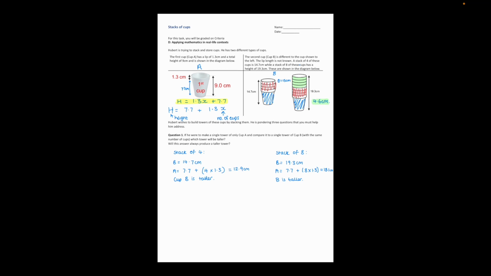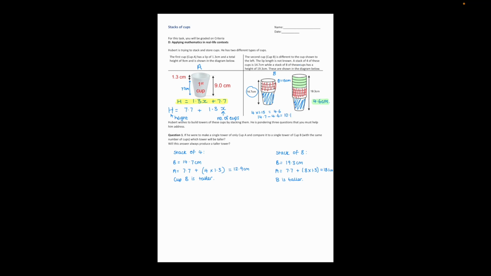So the first one tells me that I've got a stack of 4 equaling 14.7. So I've got 4 times 1.15. Now that is equal to 4.6. So if I subtract the 4.6 from the 14.7, then that tells me how big the base of the cup is. So 14.7 minus 4.6, and that gives me 10.1.